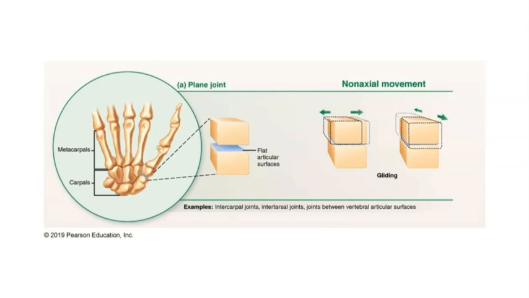Some examples of some plane joints are the joints between the carpal bones, so we call these the intercarpal joints. The joints between the tarsal bones, we call these the intertarsal joints. And also the joints between the articular surfaces of the vertebrae.